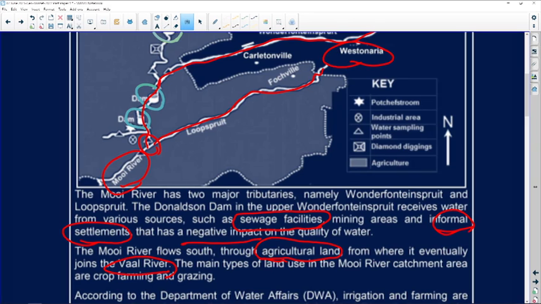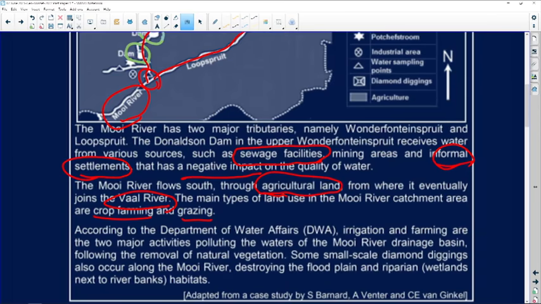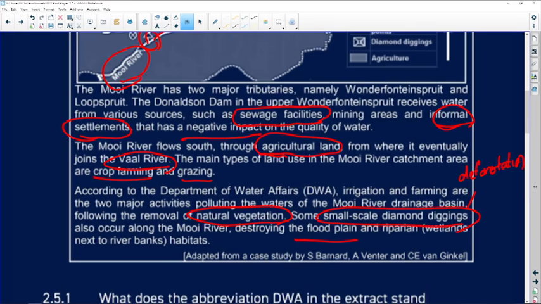Okay, the main types of land use in the Moira River catchment area are crop farming and grazing. Now, according to the Department of Water Affairs, irrigation and farming are the two major activities polluting the waters of the Moira River drainage basin. Why? It's a simple reason: they remove natural vegetation, there's deforestation taking place. There's also mining taking place, as you can see, small-scale diamond diggings. Once again, deforestation taking place. Okay, and so this happens, the floodplains are being destroyed, and the wetlands and natural habitats.